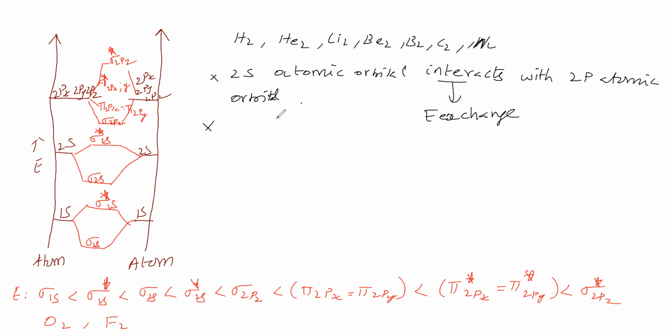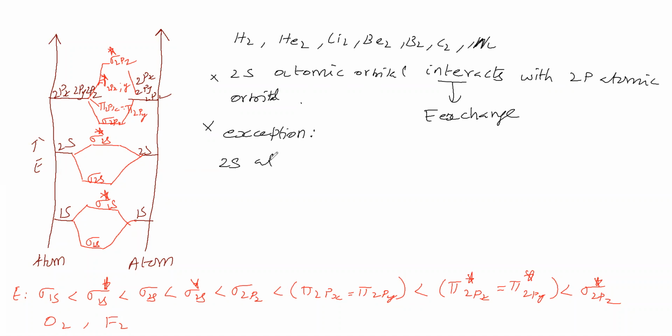The one which has higher energy will lose, and the one which has lower energy will gain, isn't it? Which has lower energy? 2s. Which has higher energy? 2p. So 2p will lose and 2s will gain. That is the general case. But here, in exception manner, the 2s atomic orbital is losing and the 2p atomic orbital is gaining.